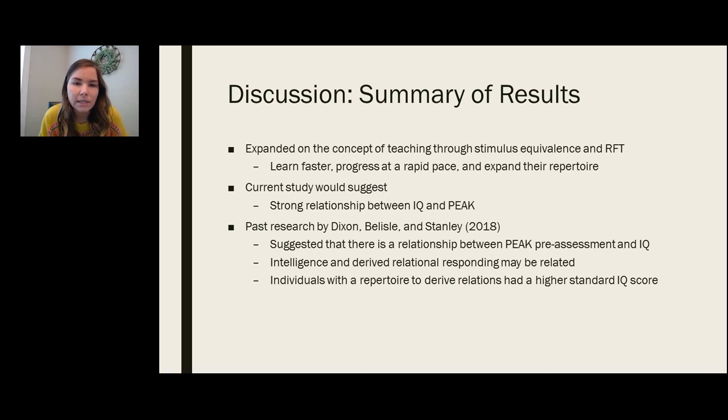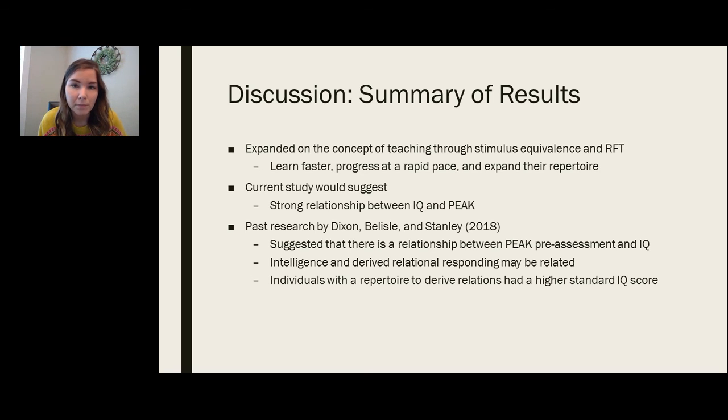The current study indicates that by teaching through RFT and stimulus equivalence, a learner will learn skills faster, progress through a curriculum at a more rapid pace, and expand their repertoire to different forms of complex language. So the current study would also suggest that there is a strong relationship between IQ and PEAK.